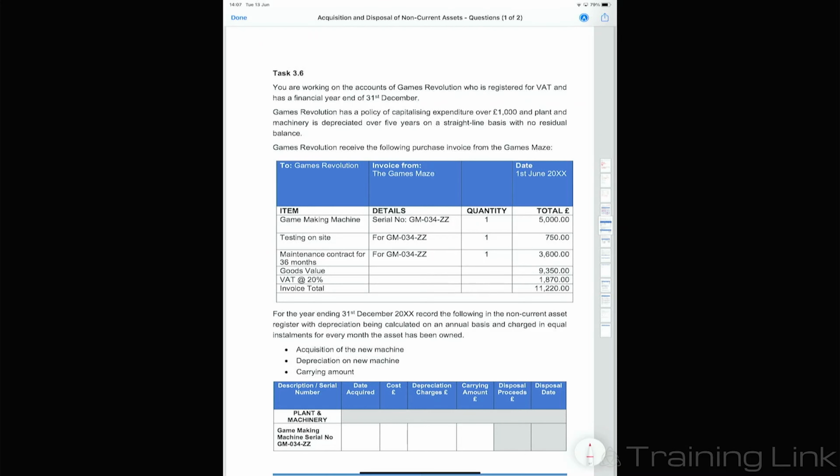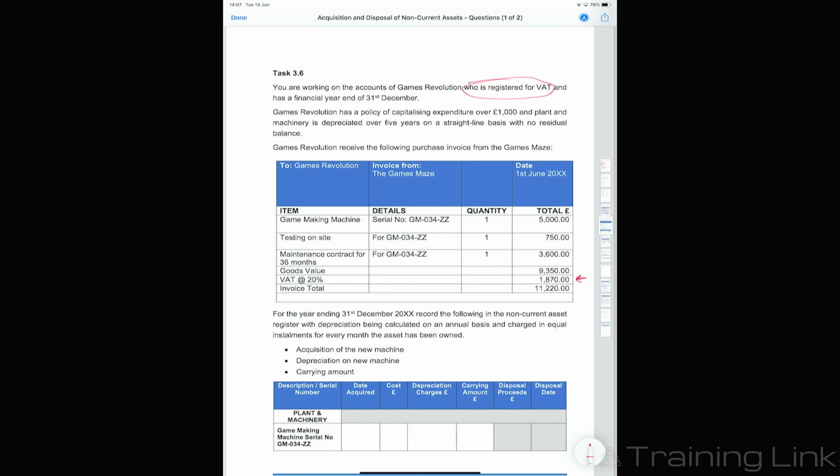Important things to look out for: registered for VAT. This is an important one here because we can see that we've been charged VAT at 20%. Okay, we've got this amount of 1,870. If the business is not registered for VAT, then what that means is that it can't reclaim the VAT that it spent on purchases, and therefore that is also posted within the asset account.